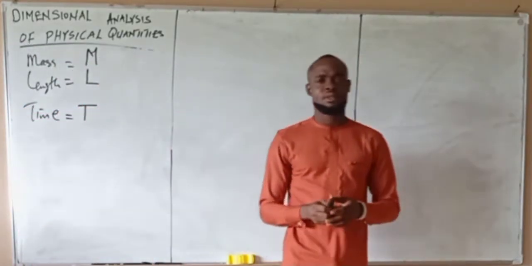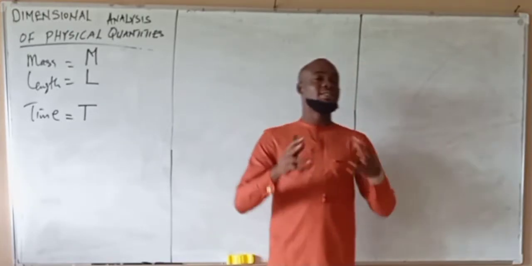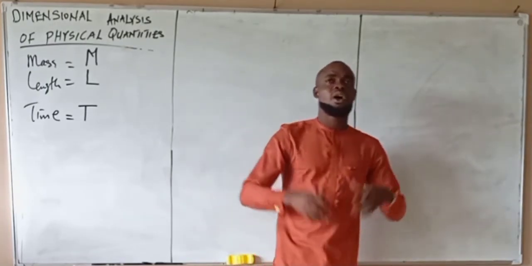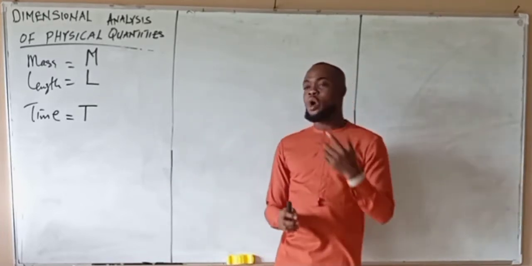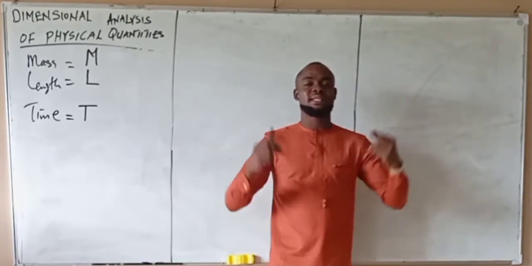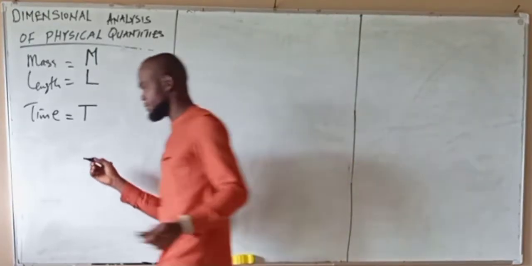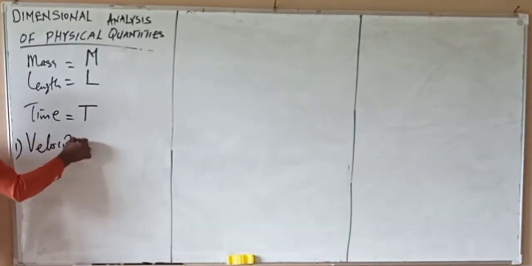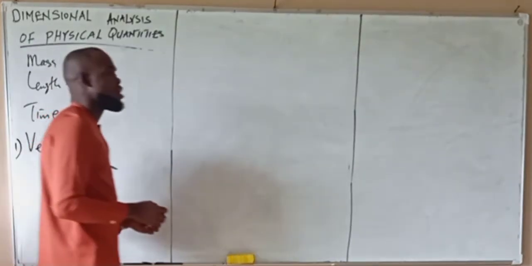Now, before we go, let us look at a few examples to know what we are doing. Example: obtain the dimension of the following physical quantities. Number one, velocity. That is the first one we're going to look at. What is the dimension of velocity?